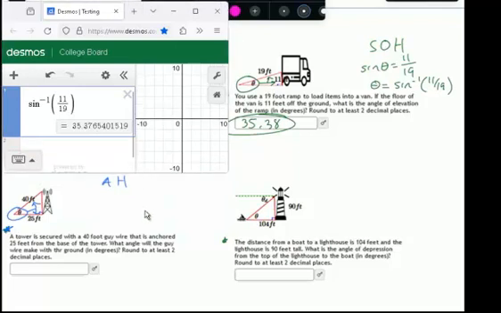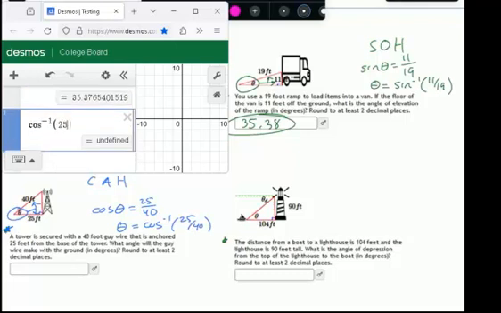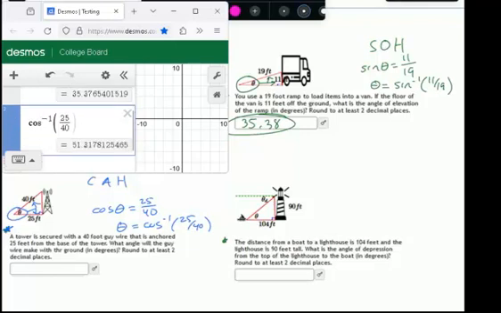Adjacent and hypotenuse are related by which trig ratio? So cosine of theta is equal to adjacent 25 over hypotenuse 40, which means your angle can be found by taking the inverse cosine of that ratio. And so once again, it's just a matter of entering that calculation. So inverse cosine of the ratio 25 over 40, and there's my answer, 51.32. And so that would be my angle measure.